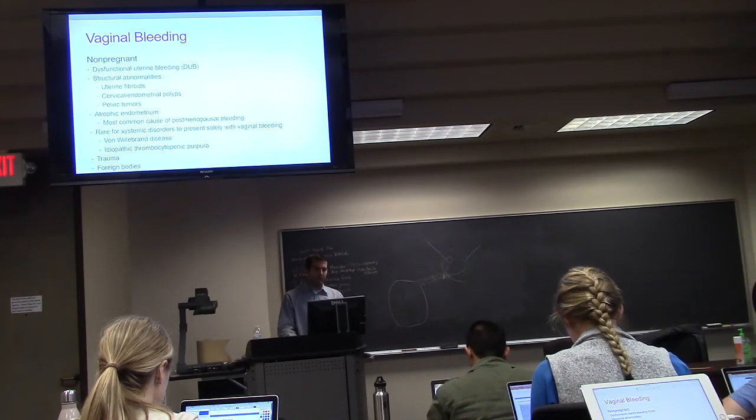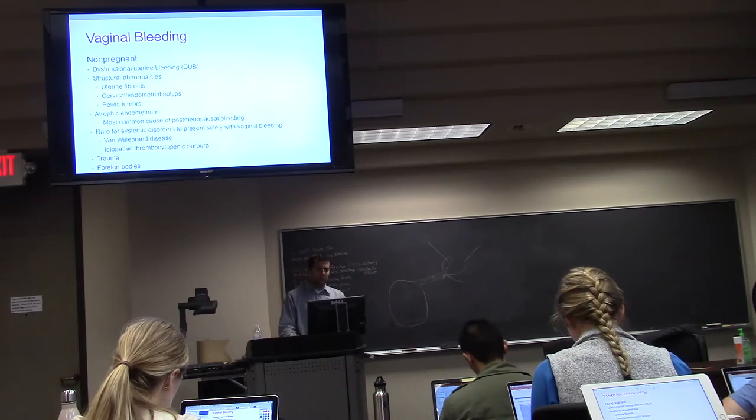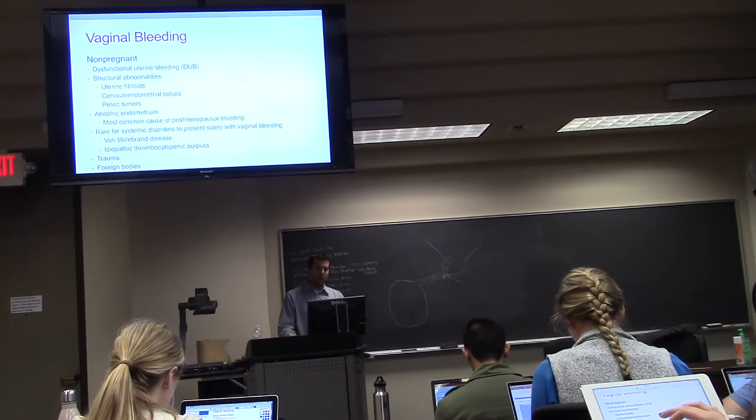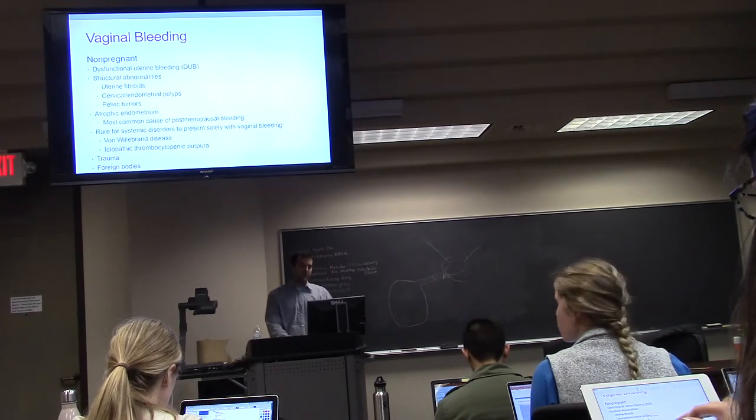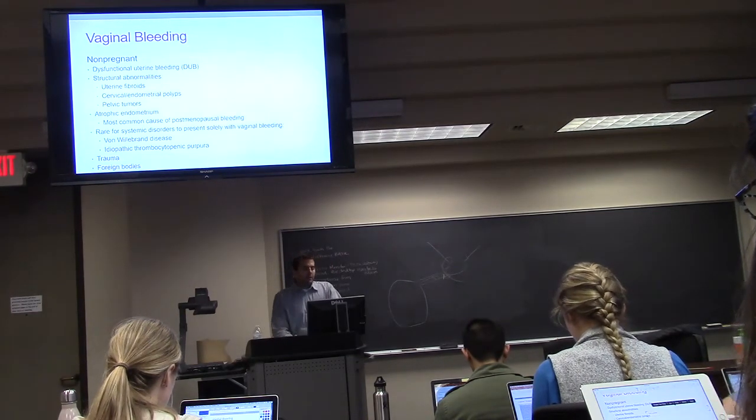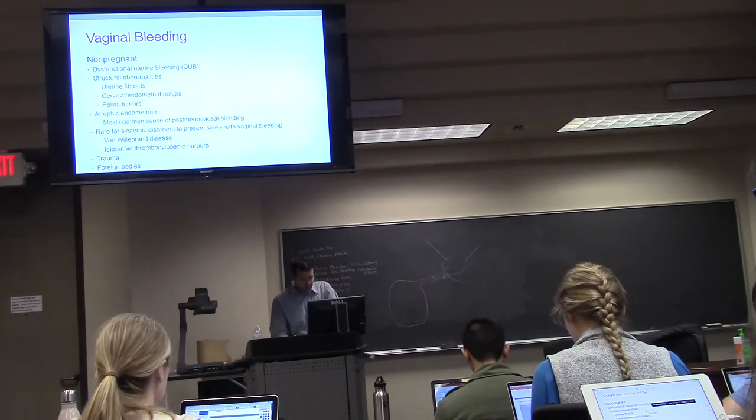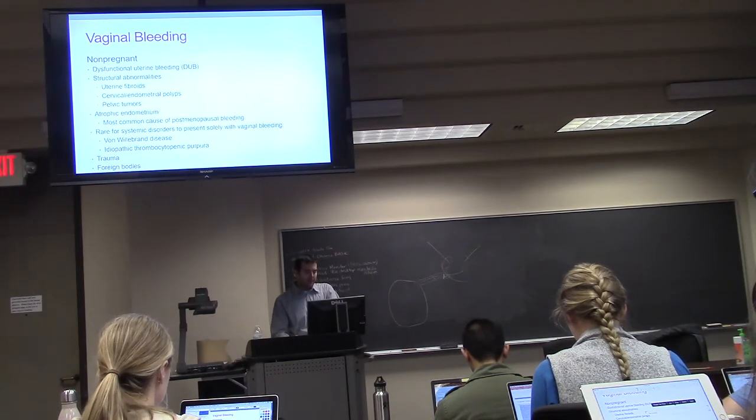Non-pregnant, dysfunctional uterine bleeding, so fibroids and polyps and tumors and all this stuff is not going to be sudden. These are things people are going to have going on for a while, so you'll have time to work this up and have ultrasounds and things like that. Also some women have worsening bleeding if they have a bleeding disorder, like von Willebrand's or thrombocytopenia, purpura, stuff like that.